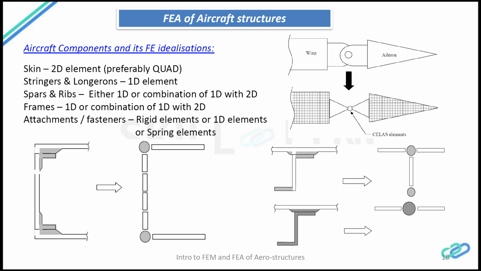So first and foremost would be the aircraft skin. The skin panels are very thin structures or thin membrane structures that take most of the in-plane axial stresses and in-plane shear stresses.